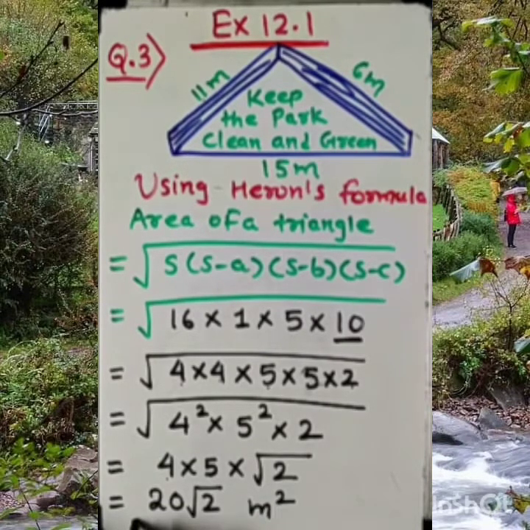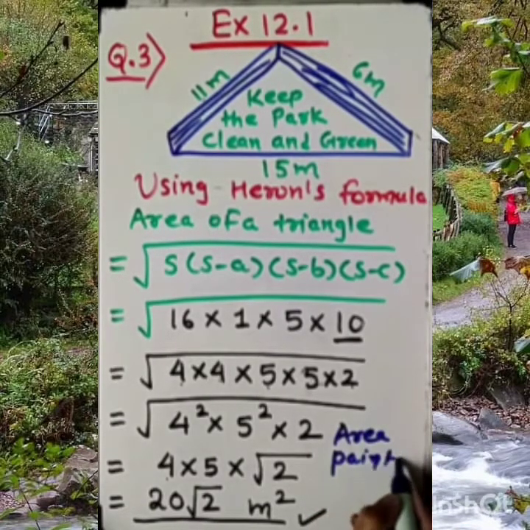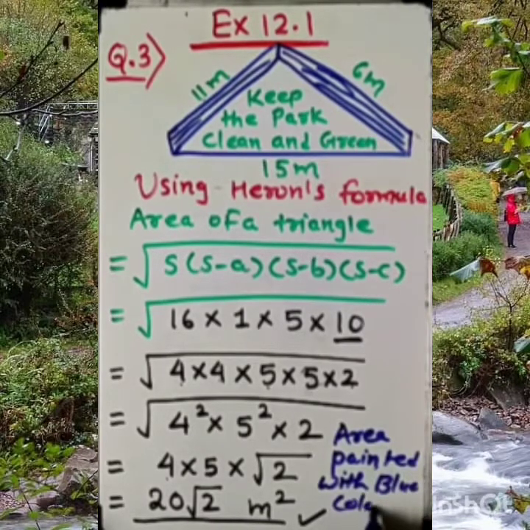So, this is the area of the side wall, and in the question we are asked area painted in blue color. So same area is painted with the blue color. So we need to mention here area painted with blue color. What is that? That is the same area. So it is 20 root 2 meter square. Area, its unit is meter square. So the answer is 20 root 2 meter square. Very easy.